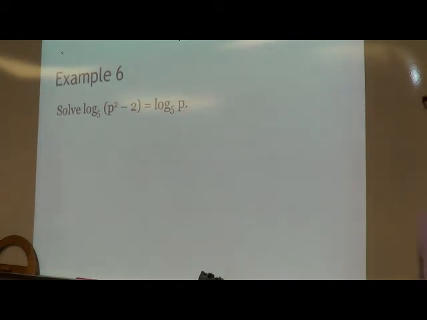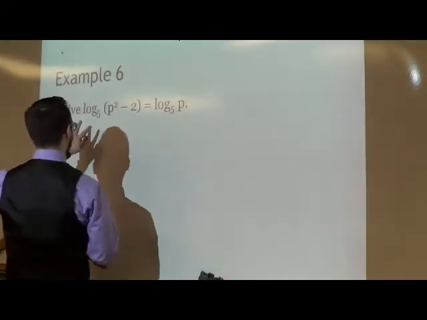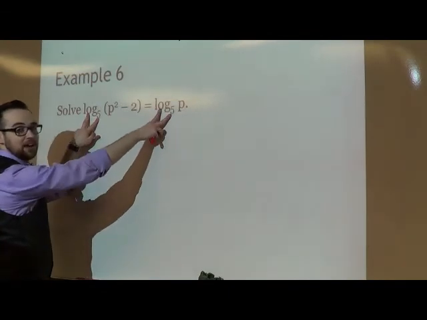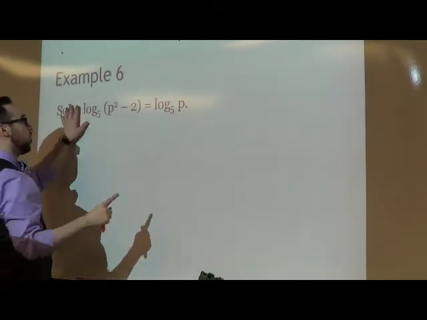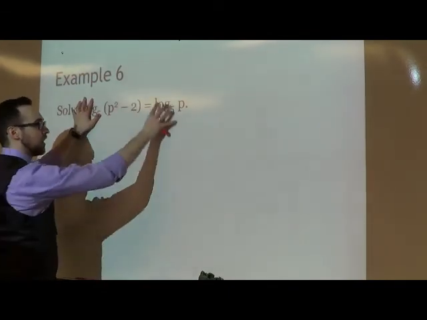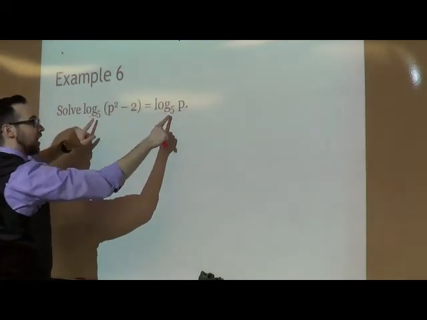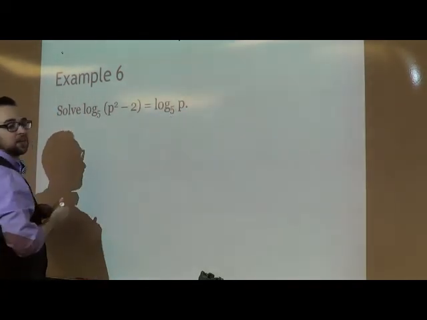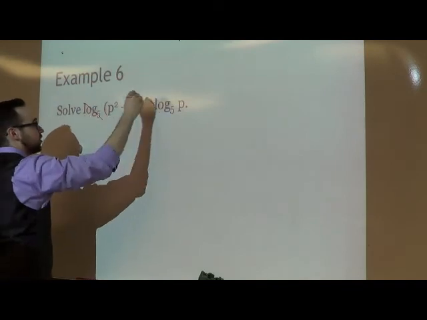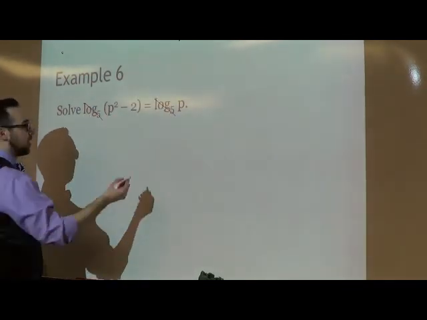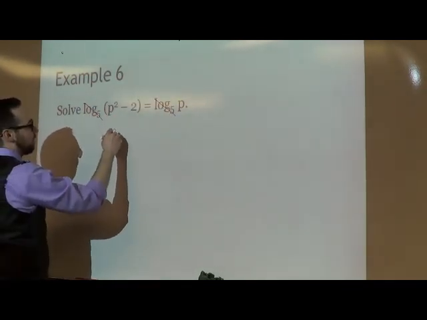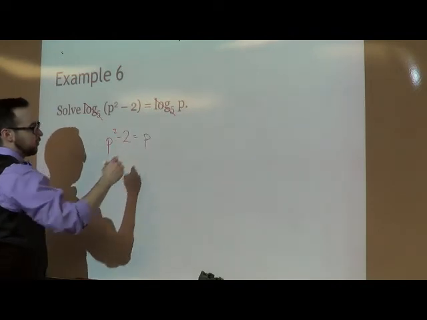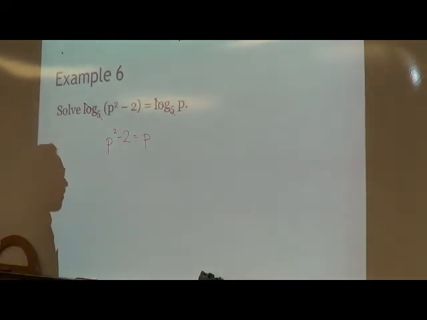So for instance, for both of these, I have log base 5 and log base 5. Now you have to make sure that you only have one logarithm on one side and one logarithm on the other side, and they have to match bases. If that's the case, essentially what happens is I drop those and I just say p squared minus 2 is equal to p. Now why does that work?